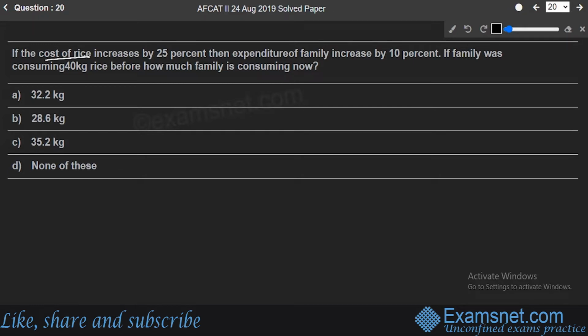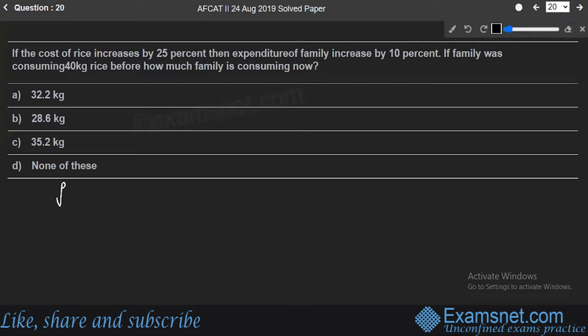If the cost of rice increases by 25%, then the expenditure of the family increases by 10%. Family was consuming 40 kg of rice before, and how much rice is the family consuming now? This is what you have to find out.